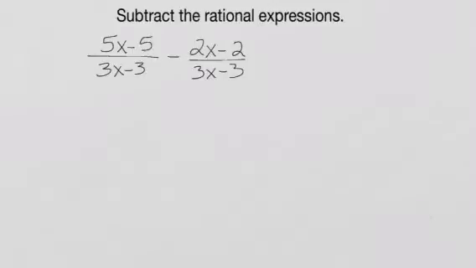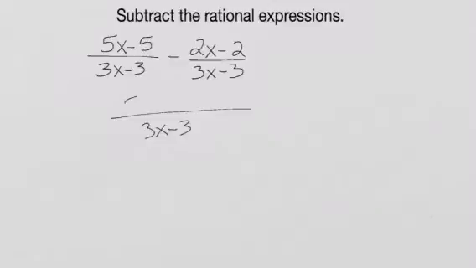Alright, here we have subtraction. Now what we notice is that my denominators are already the same, and so we just have to take care of the top. But because there's a minus, we have to be careful. And so we do have everything's going to be over this 3x minus 3, so I'm going to write it.